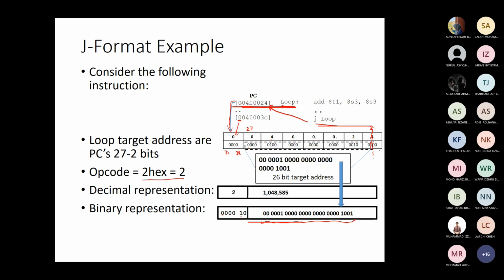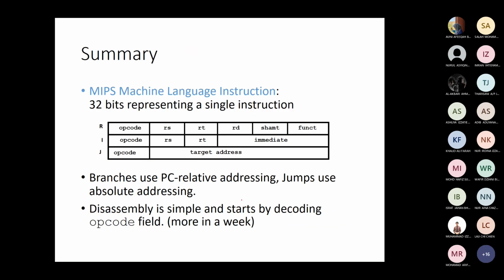And then this is bit 0 and then bit 1, and this is bit 2. So bit 2 starts here, and bit 27 starts here. So you copy bit 27 to bit 2 to become the target address. Then put the opcode 2 in the opcode field, 000010. So there you will get the machine code for your jump instruction.